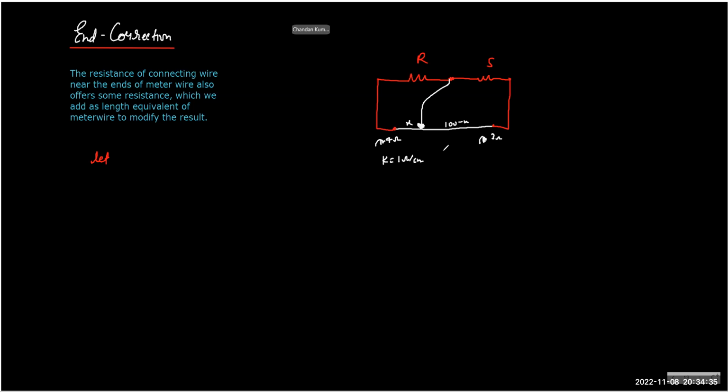Are you guys not getting what I'm saying? See, x is the length, no? For the null point, I'm saying that the connecting wire here is offering you 4 ohm resistance. So how much length do we have to increase to compensate for this 4 ohm extra? 4 centimeter.